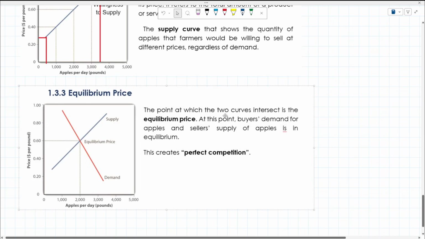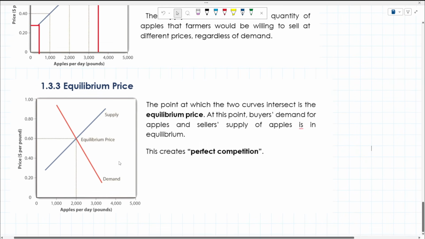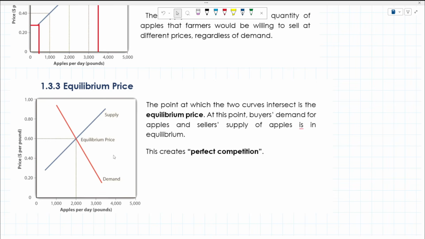This is the point at which the two curves intersect. At this point, the buyer's demand for apples and the seller's supply of apples is in equilibrium, and they're willing to sell at an agreed upon price, which is called the equilibrium price. This scenario creates what we call perfect competition. When there's perfect competition, there's a healthy environment for all. The buyer gets what he wants, the seller receives what he deserves, what he also wants, of course.